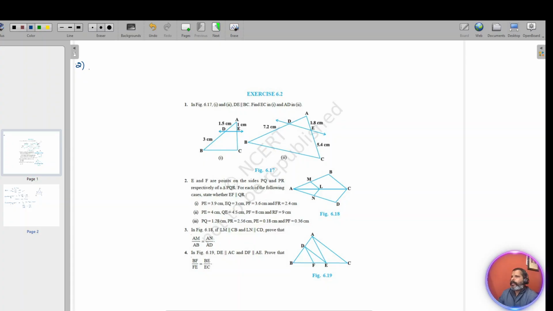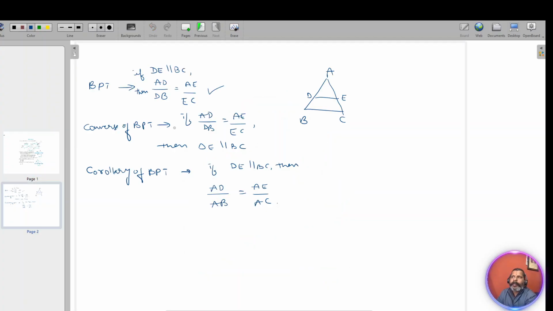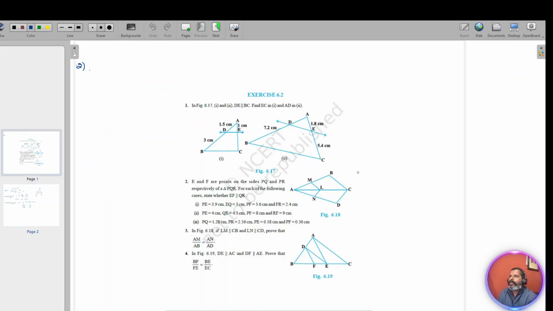E and F are the points on the sides PQ and PR of triangle PQR. For each of the following cases, state whether EF is parallel to QR. It means they are checking the converse. Check out the theorem. Converse of BPT says if sides are in proportion, then DE and BC should be parallel. They asked here about PQR, so it is the converse of BPT knowledge they're checking.